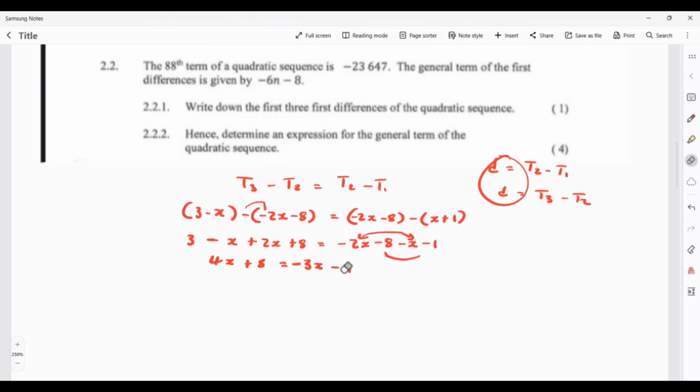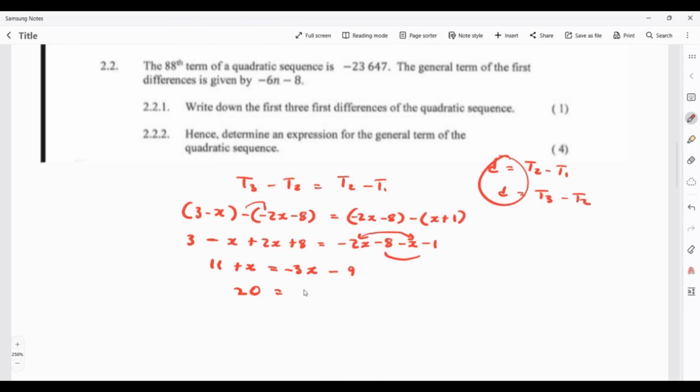So let me just restart over there. On this side, I have 3 plus 8, which gives me 11, and then plus x is equal to, on this side, it was still negative 3x, because it's negative 2x and negative x. And then from there, negative 8 and negative 1 gives me negative 9. And then when I take the 9 to the other side, I'm going to get 20, 11 plus 9, I mean.